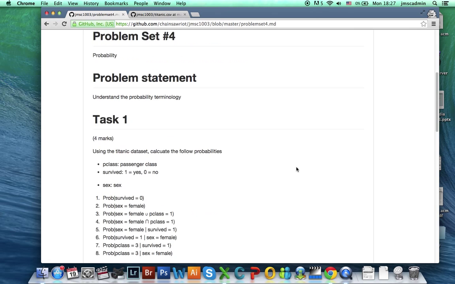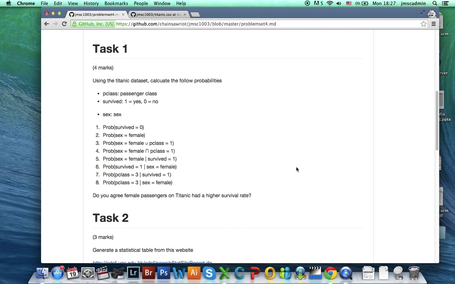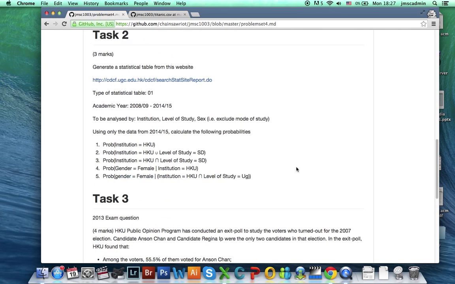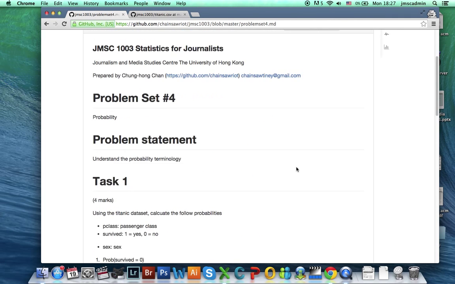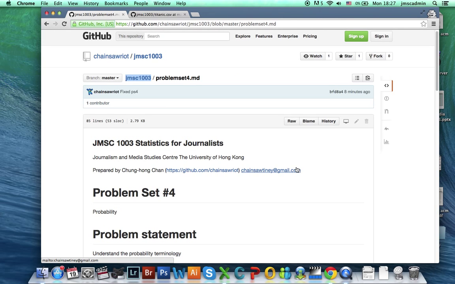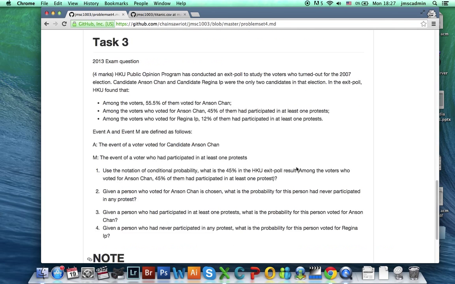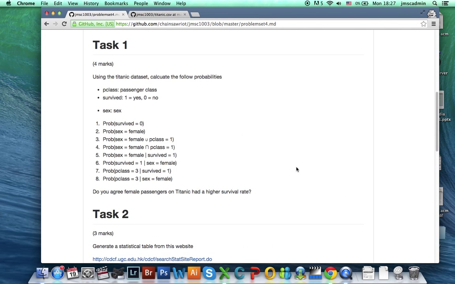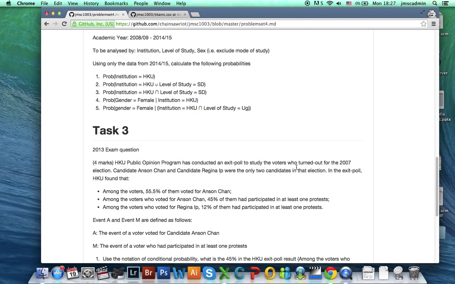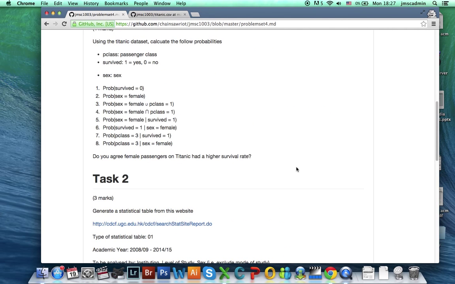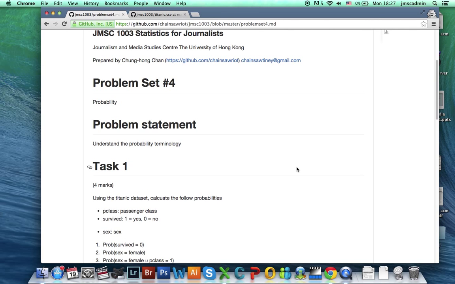set number 4. Actually, the problem set number 4, you don't need to hand in by next week. The due date for this assignment is the week after next, so you don't need to be in a hurry. Also, if you still have problems with this assignment, you can ask me next week. I will be back by next week.